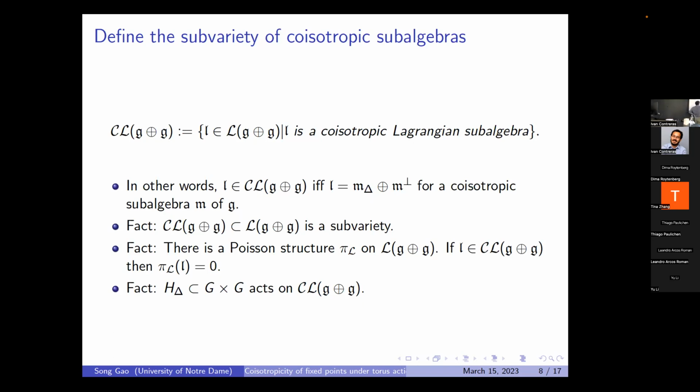Let's give this set a name. It's called CL of G plus G, let's just call it CL. It consists of all of the coisotropic Lagrangian subalgebras. In other words, this is just from the definition: a Lagrangian subalgebra is inside that set if it has the following form. And in fact, this is a subvariety.